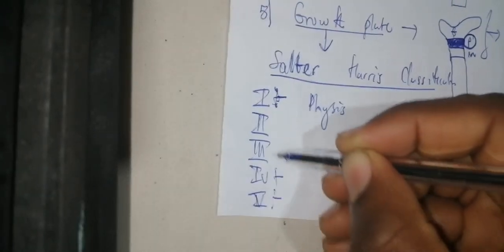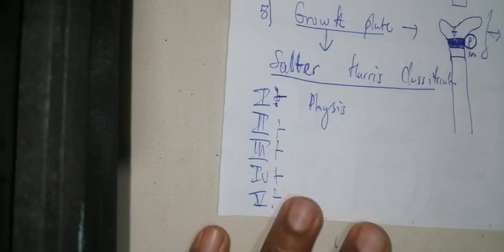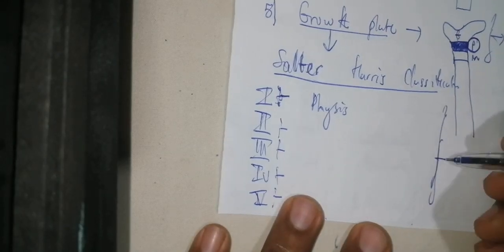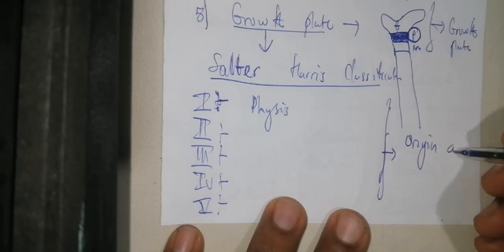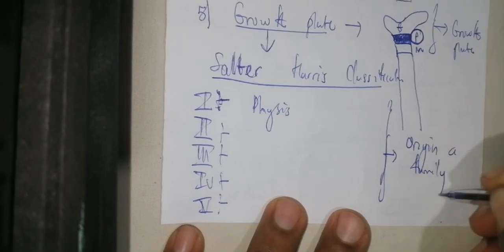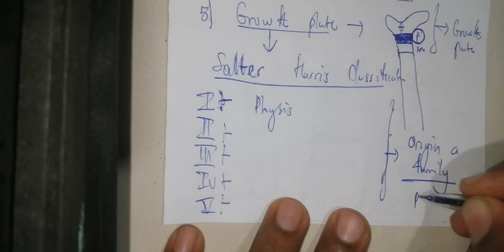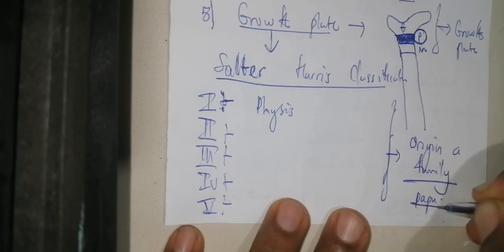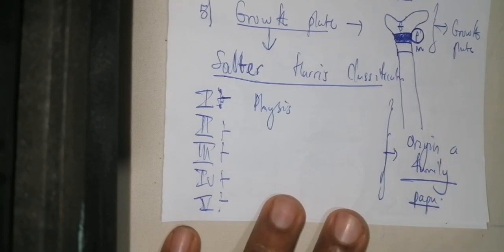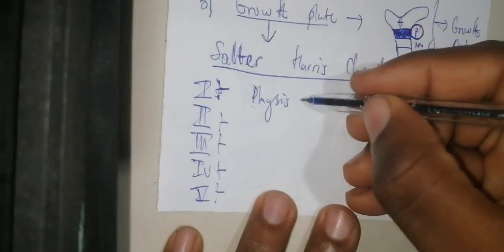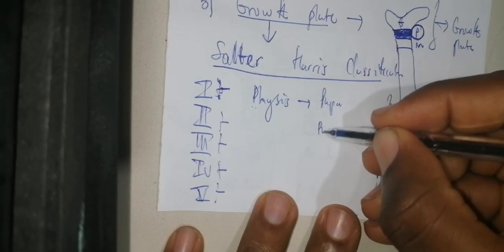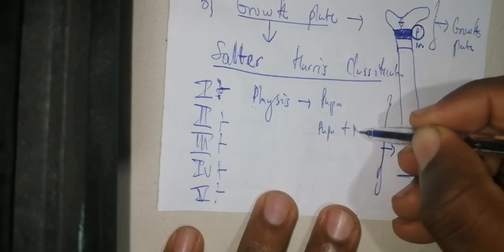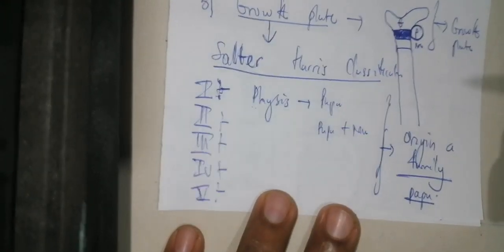The simple way I crammed it with my classmates is that we consider a family. What is the origin of a family? The origin of a family starts with a father, papa. Papa is in French. So the physis is first, the papa. Then after papa, you have mama. Those are the two people, papa plus mama. That's the physis and the metaphysis.